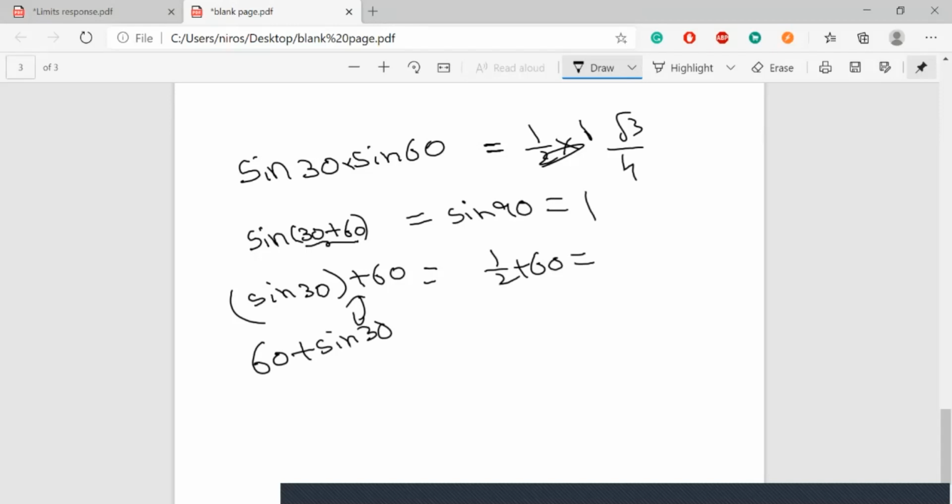See, this is different, because sine 30 is in one parenthesis. This is one angle, this is one value, and plus 60 is another one. So that's why half, that is sine 60 plus 60. We'll get 60.5. This also will get us 60.